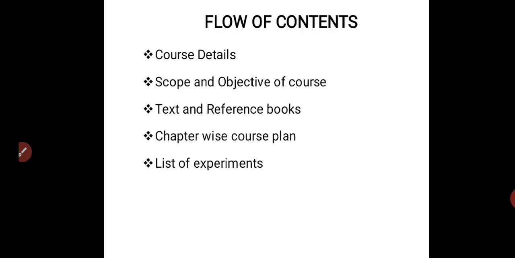The flow of contents are course details, scope and objective of course, text and reference books, chapter wise course plan and the list of the experiments.